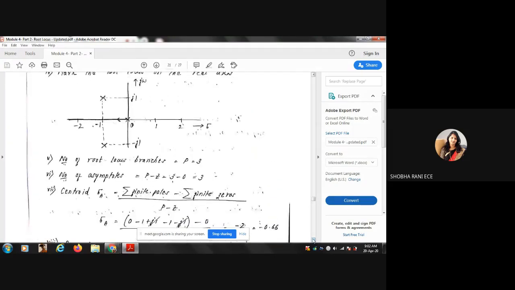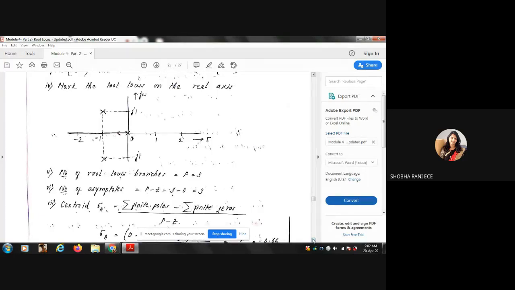So for this problem, if you just remember, I have said that when you're finding the breakaway point, you have to keep in mind that if you have two adjacent poles, you have the breakaway point. If you have two adjacent zeros, you have the breaking point. But for this problem on the real axis, you see that you have only one pole.